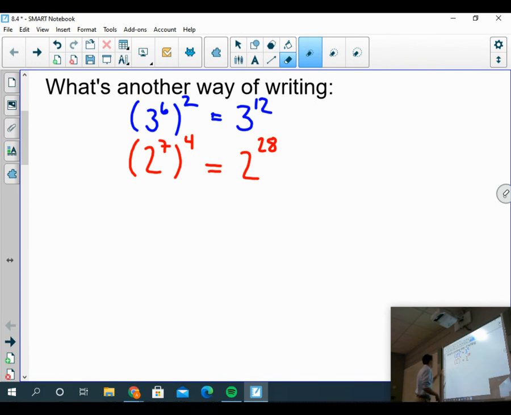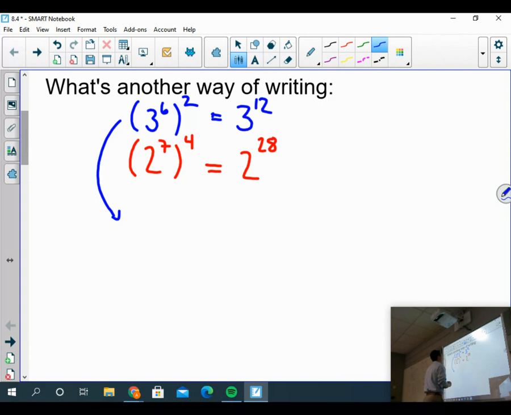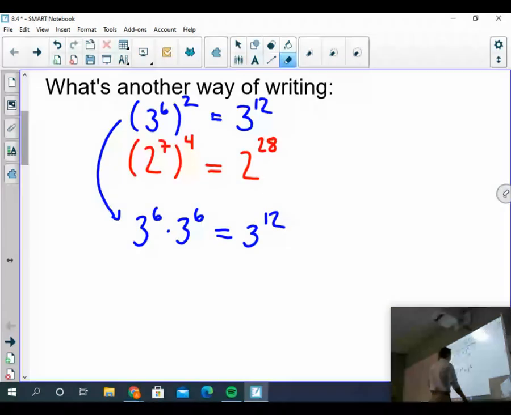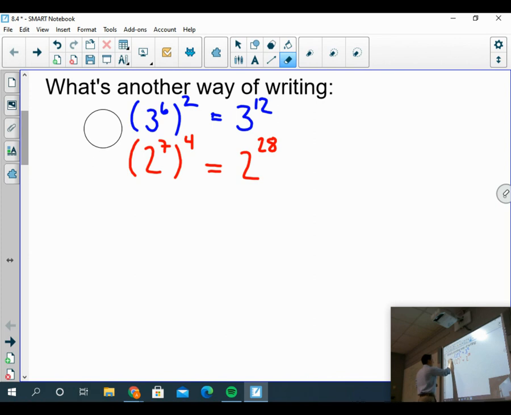Well, there's a shortcut. Anytime I have an expression like I do on the left, I don't want to have to write it out. I don't want to have to take 3 to the 6th and write it out as 3 to the 6th times 3 to the 6th and then use my 8.3 rule to get 3 to the 12th. No, I want to be able to jump straight from 3 to the 6th squared to 3 to the 12th. How can I do that?